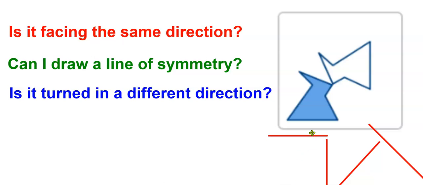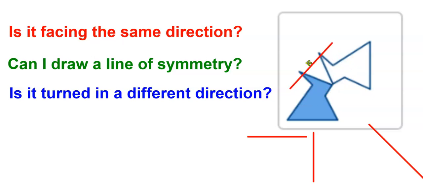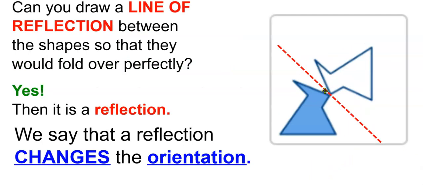A line of symmetry is any horizontal, vertical, or diagonal line that you could draw between the shapes so that if you fold your paper in half, the objects would overlap perfectly, like this line of reflection here. If you can draw a line of reflection, also known as a line of symmetry, between the 2 shapes so that they would fold over perfectly, that is called a reflection. A reflection changes the orientation.